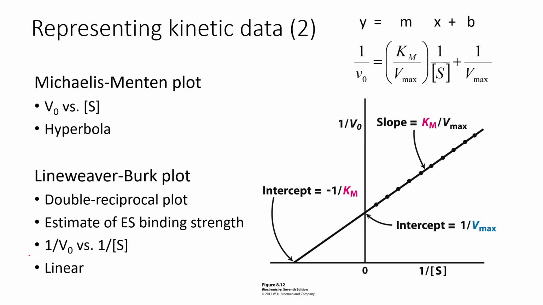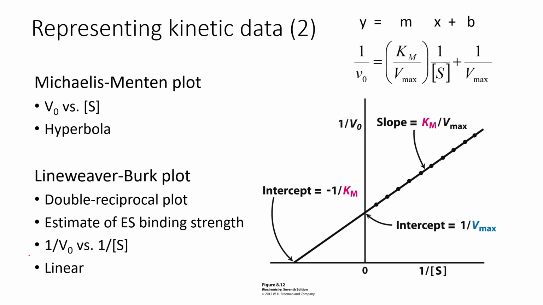which is a linear plot. And it's called a double reciprocal plot because we took the Michaelis-Menten plot, which plotted V0 versus concentration of substrate, and we made a double reciprocal, right? So now we have 1 over V0 on the y-axis and 1 over concentration of substrate on the x-axis. And this helps to make that plot linear. And so this ultimately can also help us estimate our enzyme-substrate binding strength, because Km is involved in several different aspects of this plot.